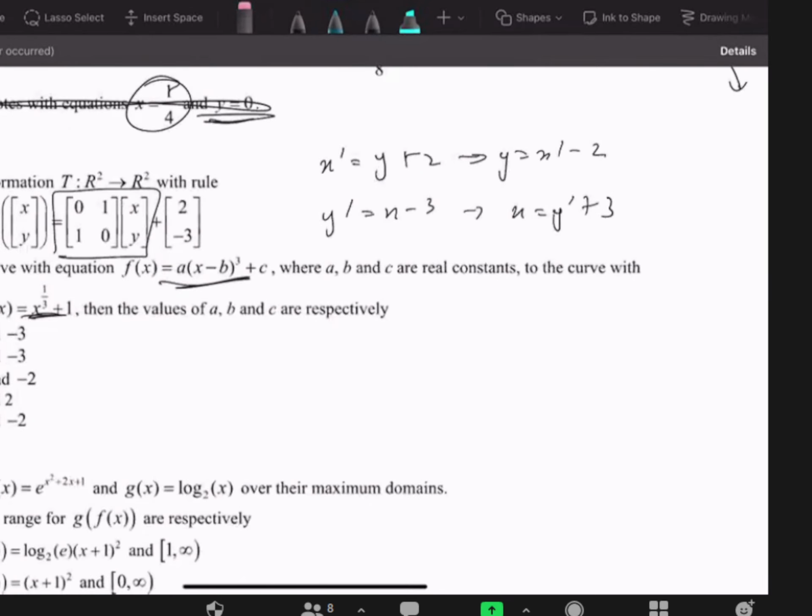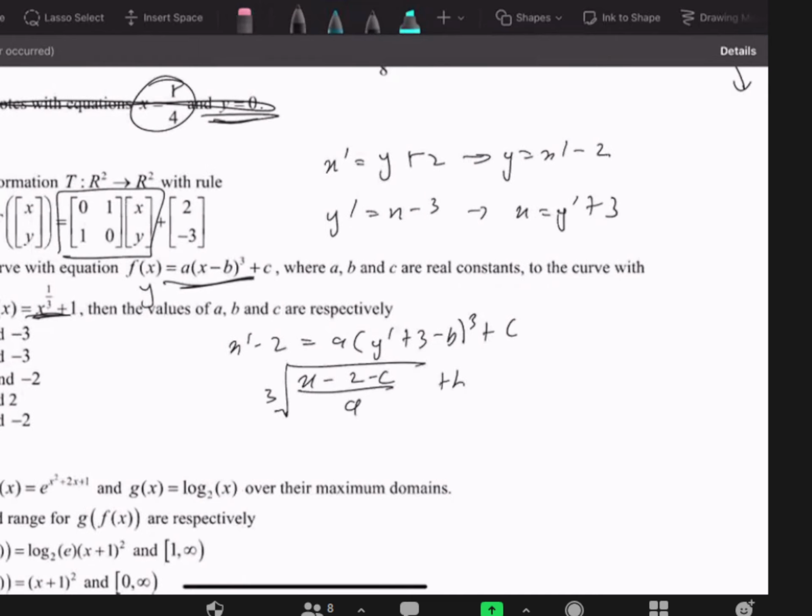But yeah, and then you can just chuck that into this function. So this would be y. So x dash minus 2 is a, y dash plus 3 minus b. And obviously a and x have been swapped around, so you can rearrange it. So x dash minus 2, I'll change x dash and y dash to x and y for now, but just know that it's x dash and y dash. I'm just rewriting it. Cube root, and then you can see you're going to have plus b and minus 3.